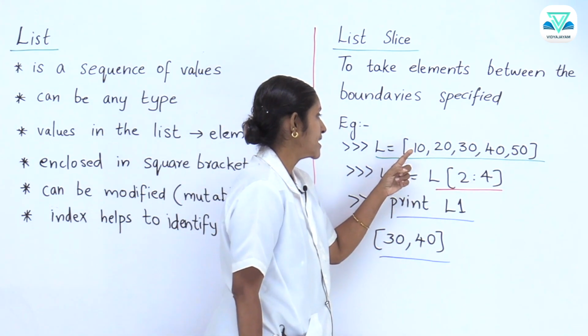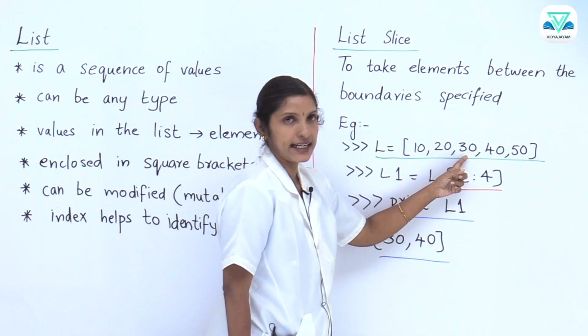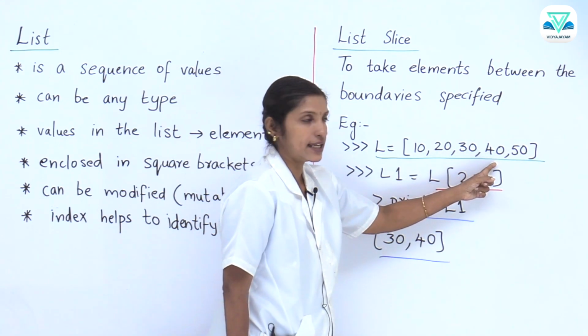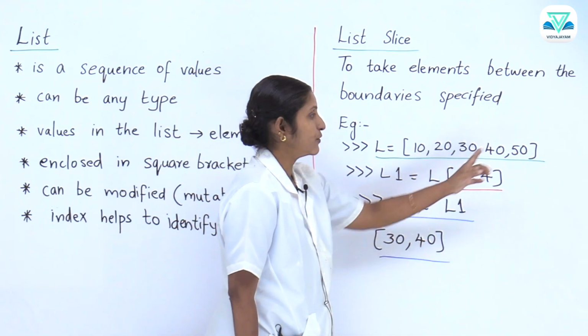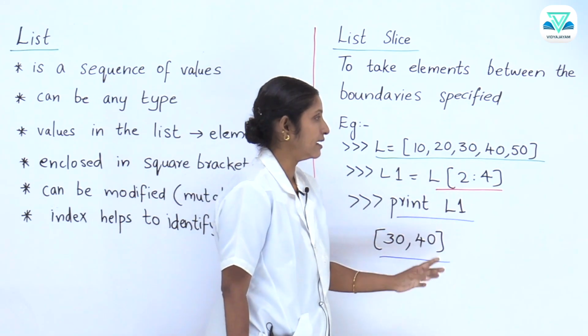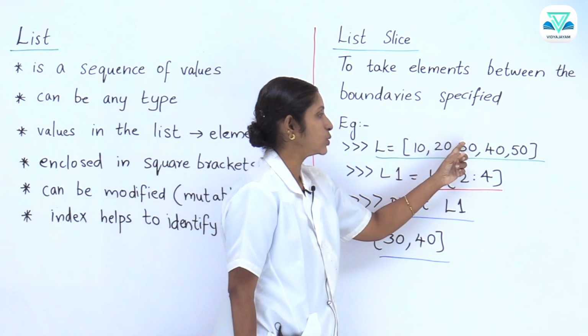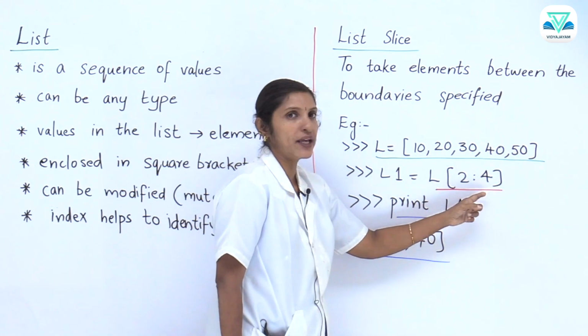So we have to take 0, 1, 2. This is the second index. So 2, then 3. So 30 and 40 we will get as the output. 50 will not come because that is not included here. 0, 1, 2, 3, then the 4th index. The fourth index should not be included.